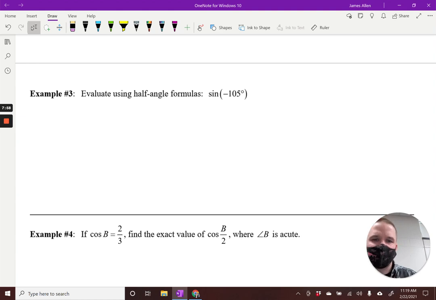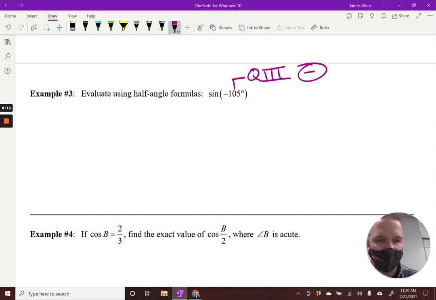So we're going to evaluate using the half angle formula once again here. We have sine of negative 105. So first things first, what quadrant does that fall in? This would be in quadrant 3 for negative 105. What do we know about sine in quadrant 3? It is negative. So we'll be having negative square root of in our wonderful, fantastic formula. All right. Now, let's rewrite negative 105 as something over 2. That would be sine of negative 210 over 2.